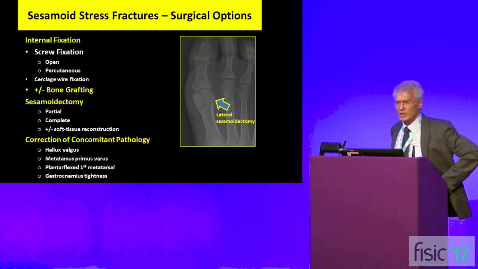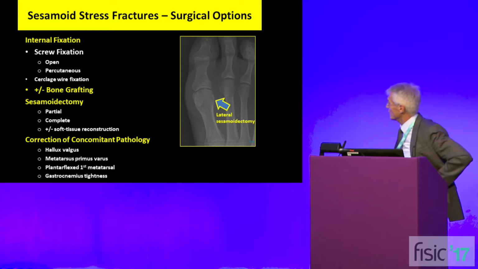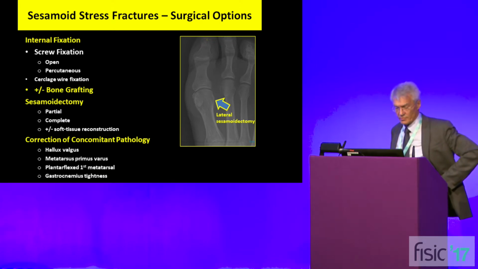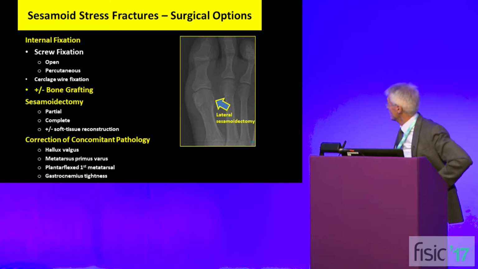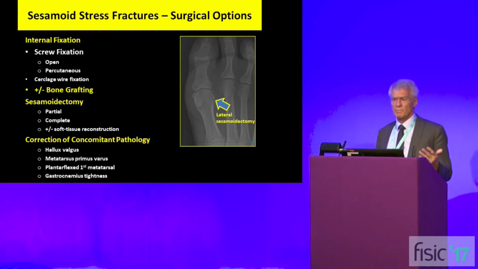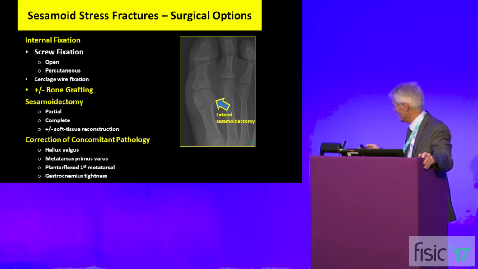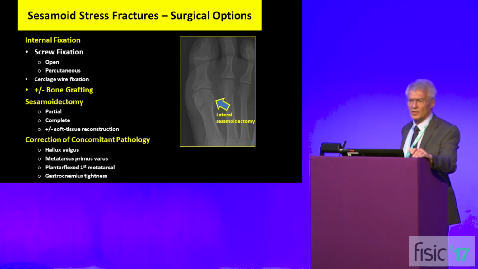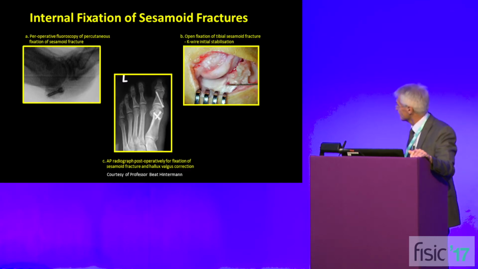How can we treat them if we're going to operate on them? Well, screw fixation, either open or percutaneous, and you may decide to graft. More commonly, you may decide you're going to do some form of sesamoidectomy. Here's a lateral sesamoidectomy, partial or complete, plus or minus reconstructing the soft tissues. And finally, many of these patients have got other pathology. They've got bunions, they've got abnormal angulation of their metatarsals, gastroc tightness. They may need other things dealing with.